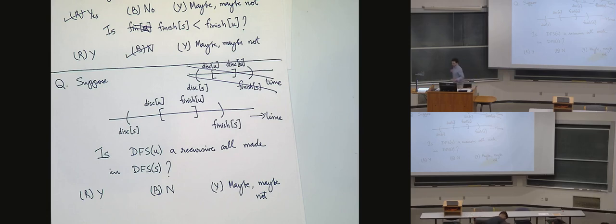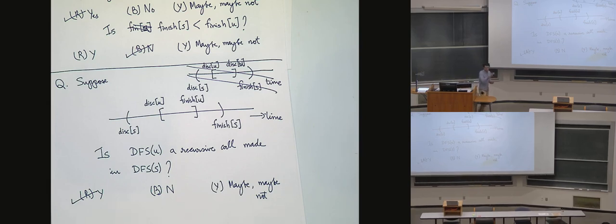Okay. So what's the answer? Okay, so there's some disagreement. The answer is yes. DFS of U is a recursive call made in DFS of S. Why? Because again, yeah, go ahead. Oh, you were just reading.